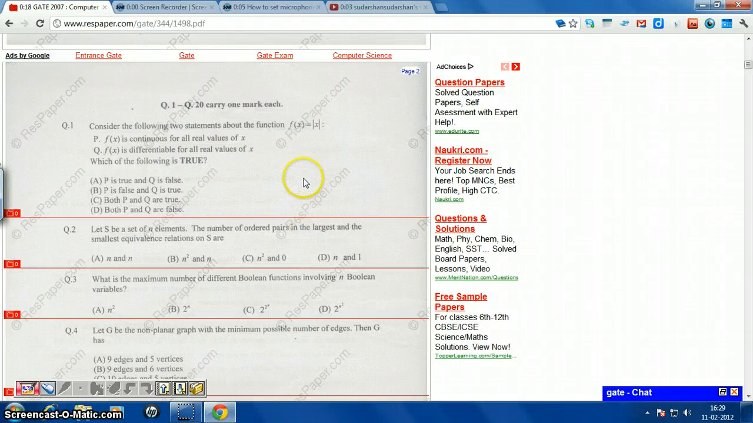Hi, let's try looking at some of the questions from the GATE 2007 question paper, Computer Science. Look at the first question. It's a pretty straightforward question.